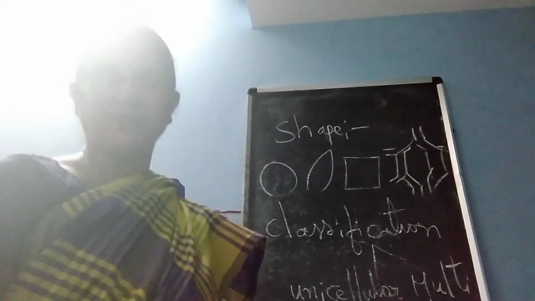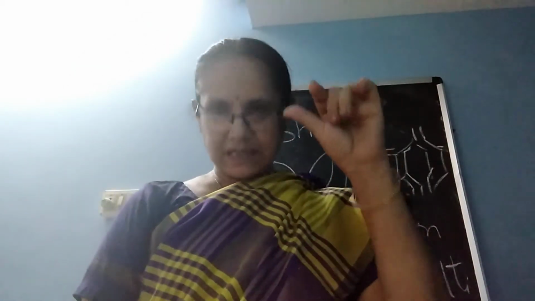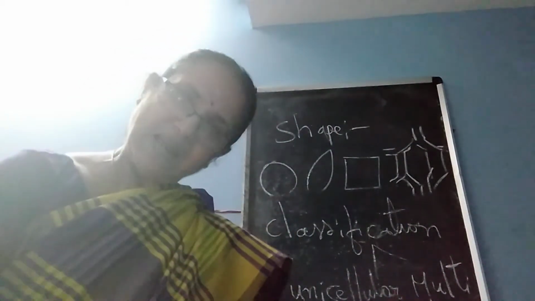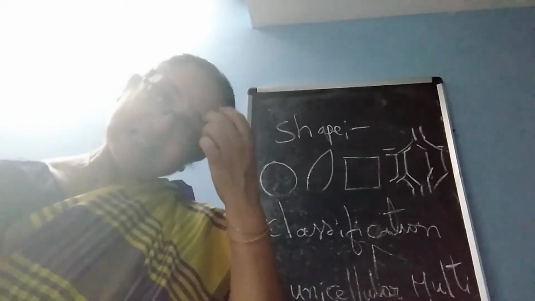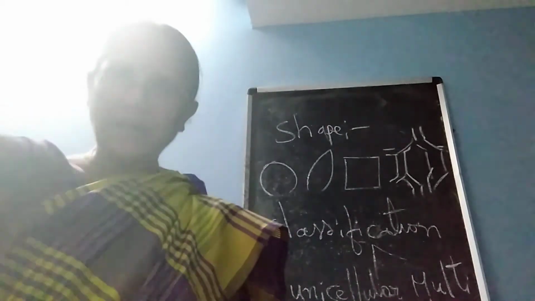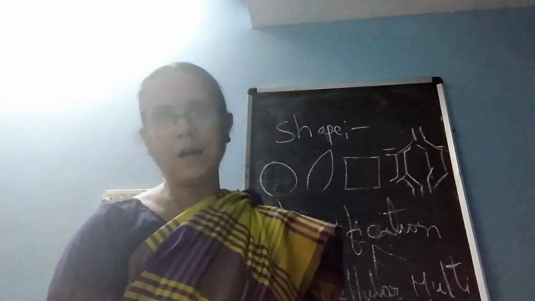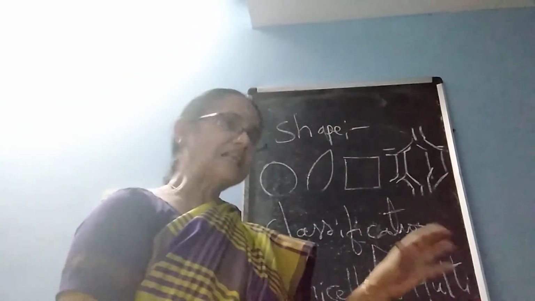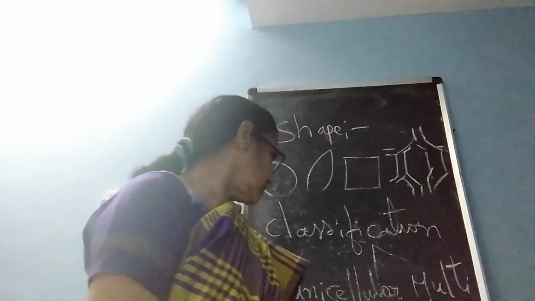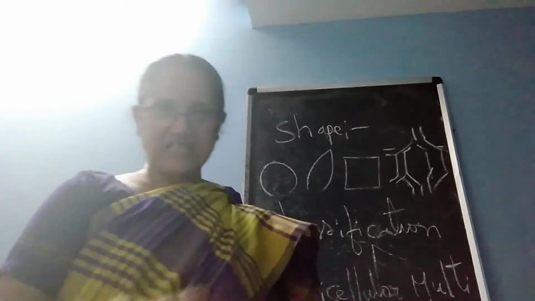Unicellular organisms are very tiny in shape. Among multicellular organisms, a small plant will be smaller in size. If it is a grown large plant, it is made of a larger number of cells. So this is the structure and classification of a cell.